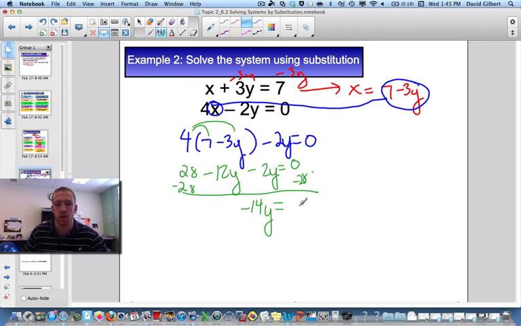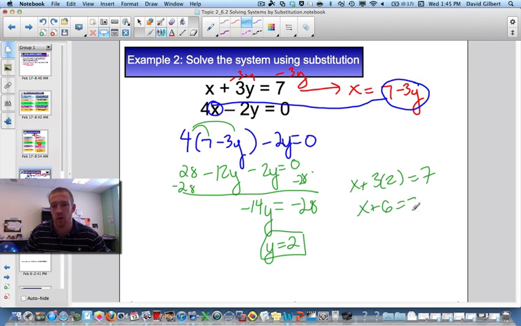And that gives me 14y equals negative 28. So y equals 2. Now, I plug that back into either one. I don't care. I'm going to plug it into the first one. x plus 3 times 2 equals 7. So x plus 6 equals 7. So x is 1. There's my answer.